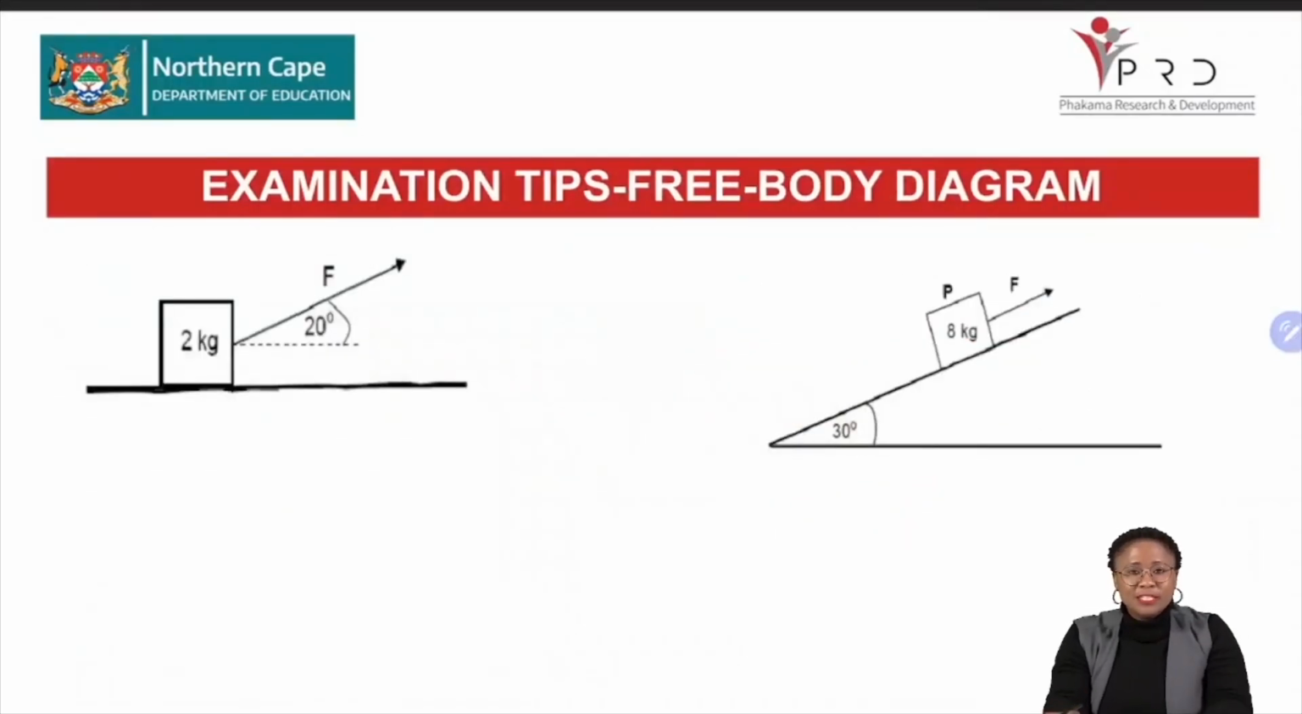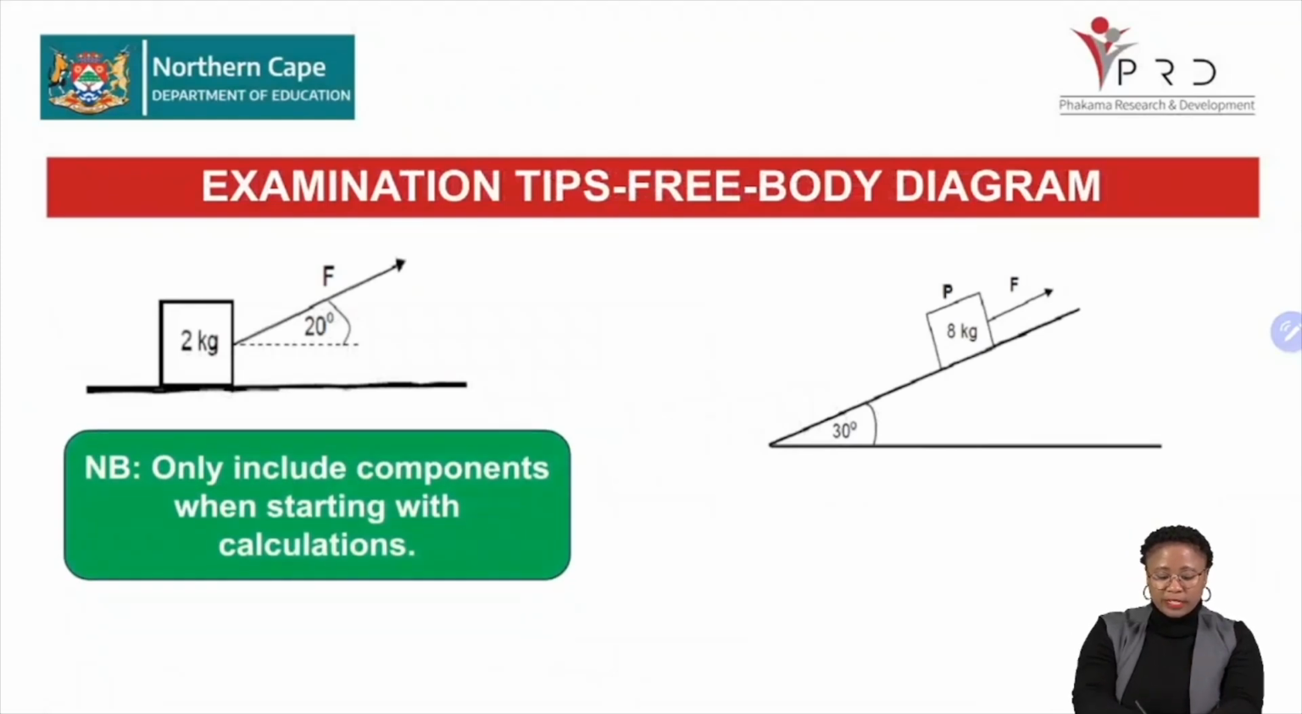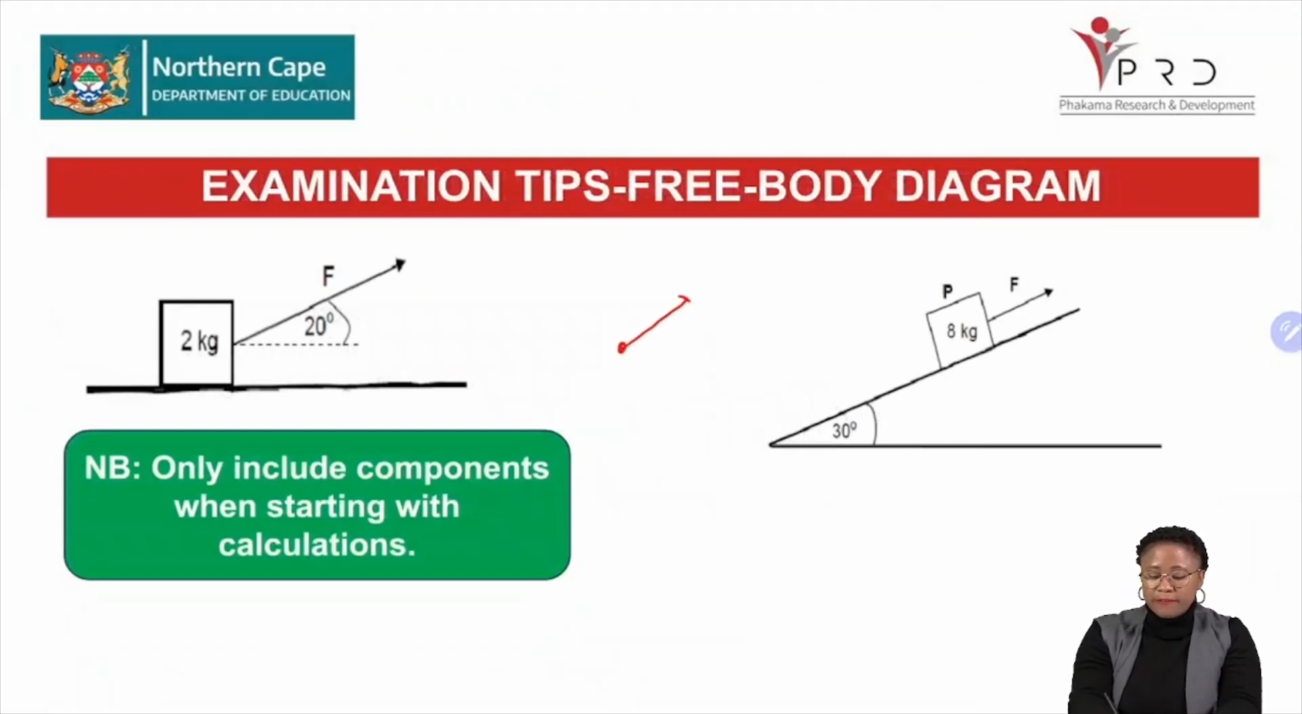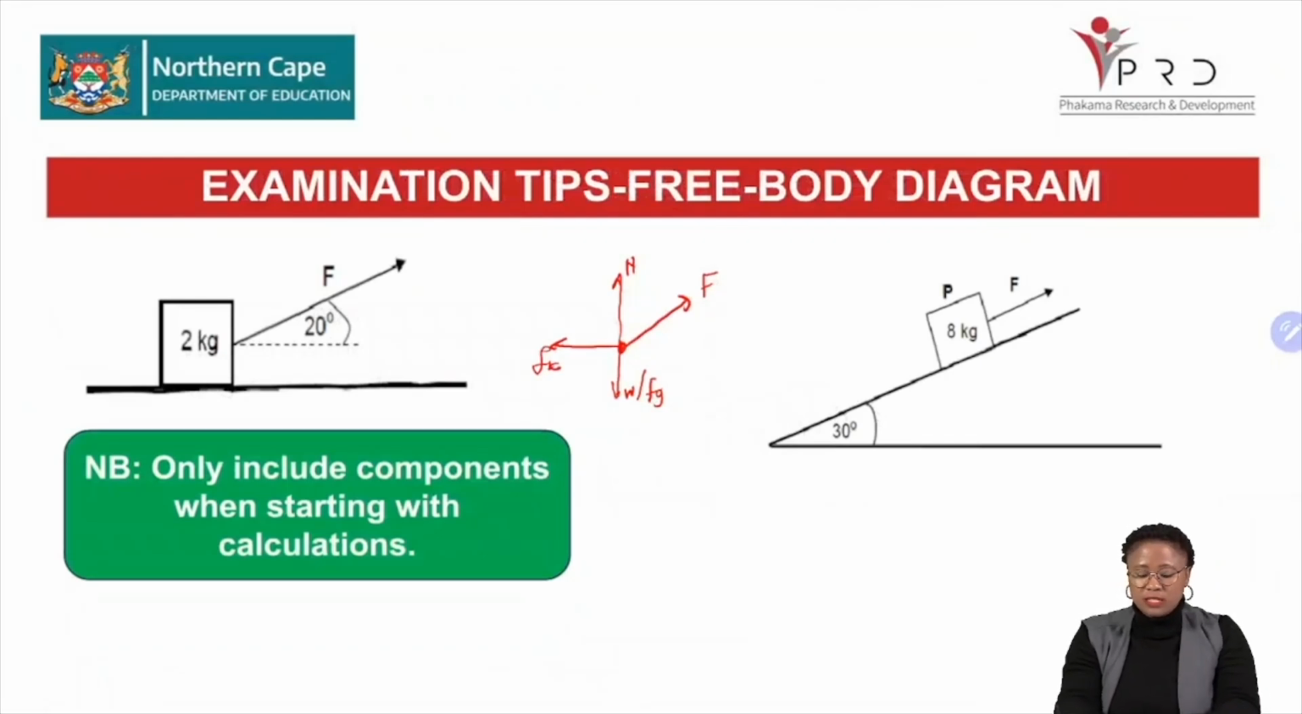Now, let us look at more tips on how to draw the free body diagram. Please remember that if the examiner gives you a force that is acting at an angle, you must only include the components when you start with the calculations. Only then are you going to draw the components. But if the examiner just says draw a free body diagram, make sure that you draw that F as it is, without including the components. That will be your normal force, that will be your weight or Fg, and if there is a friction force, that can be either the kinetic friction force or the static friction force. So as you can see, if they say draw a free body diagram for this one, for A for example, that is how you would draw it.